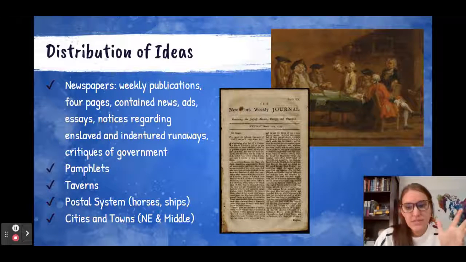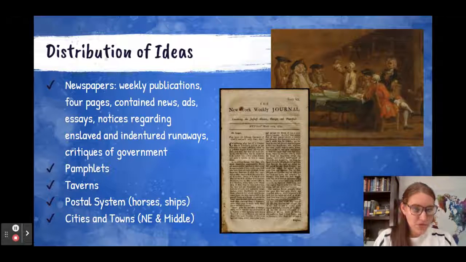So, what happens is these ideas have to be distributed to people. And so, newspapers will be the most common way that this occurs. Weekly publications, political essays, critiques of government, that type of thing were often found in these newspapers. Pamphlets also became very prevalent. You can think about Thomas Paine's Common Sense and the significant influence of that. Taverns would have been a major location for people to discuss some of these new theories and ideas. Also, there was a postal system and emerging cities and towns as the colonies grew into the late 1700s and early 1800s.